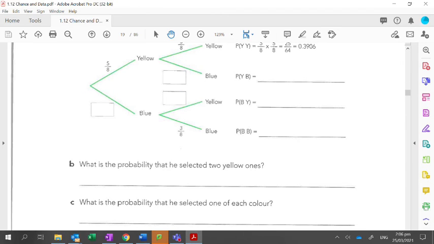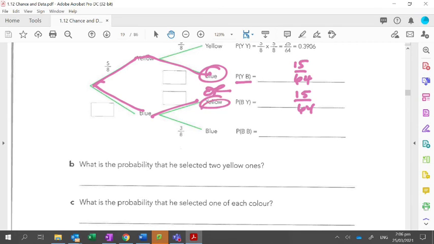So what's the probability selected 1 of each color? 1 of each color means yellow then a blue, or a blue then a what? Yellow. So what was the probability for yellow and blue up there? 15 over 64. And the other probability was also 15 over 64. So I have 2 branches that work this time. Either this branch or this branch. So what does that tell me I need to do to those 2 numbers? Add them together, which is going to give me 30 over 64. And can somebody give me that rounded to 4 decimal places? 0.4688. There you go. How easy is life?